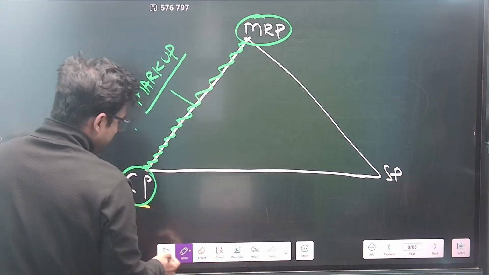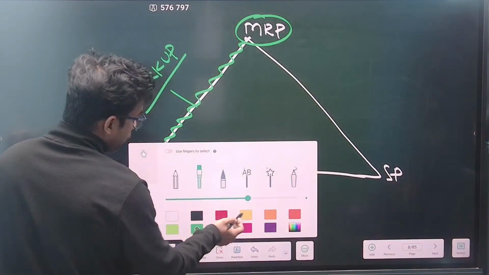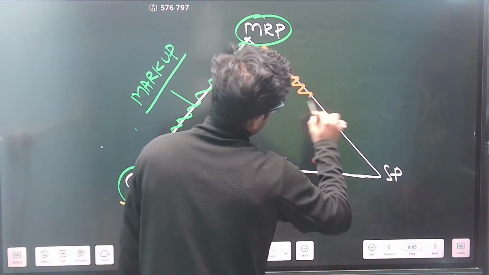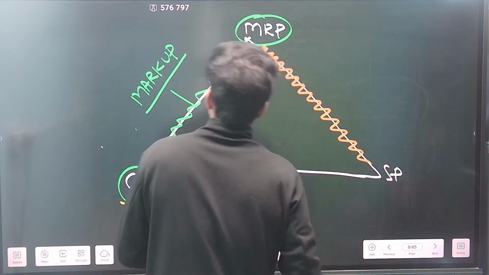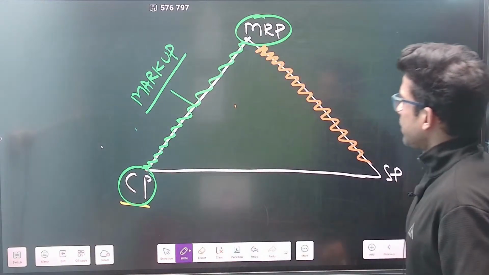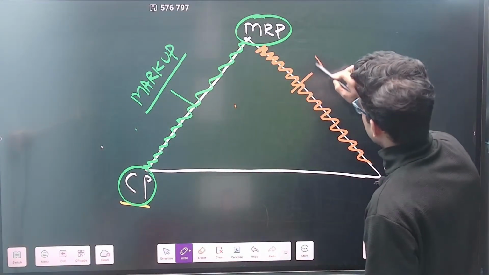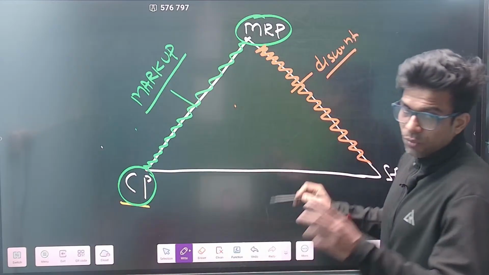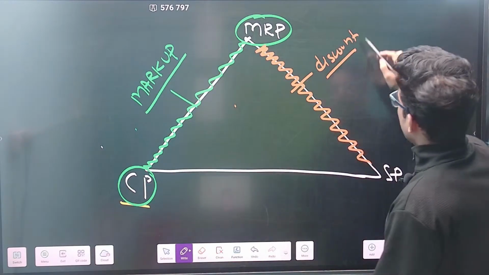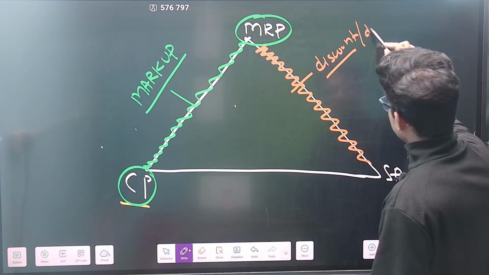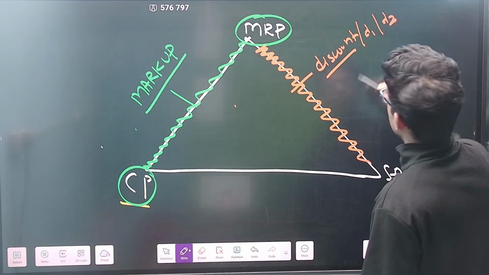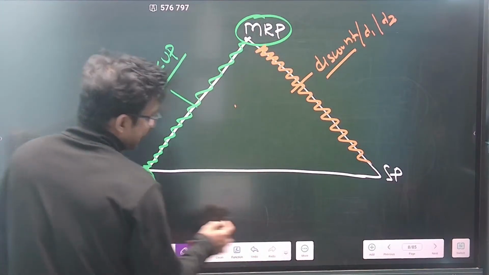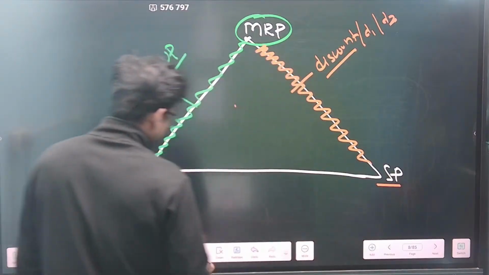Correct. When you want to go in reverse from the marked price to the selling price, what will you do? From the marked price to the selling price, you will give a discount. Always remember, you will go for discount, and not only one discount. You can go for multiple discounts like D1, then D2, and so on and so forth. And if you want to go from cost price to the selling price, you will have two things in mind.